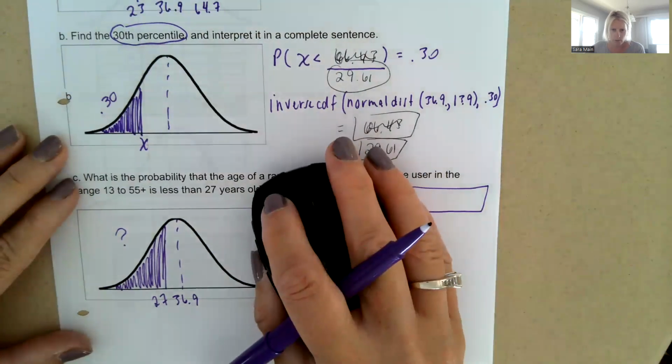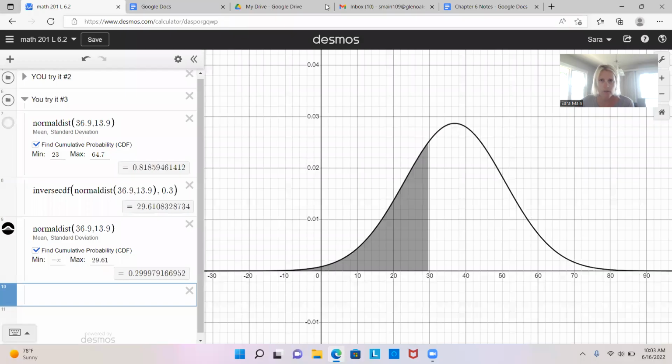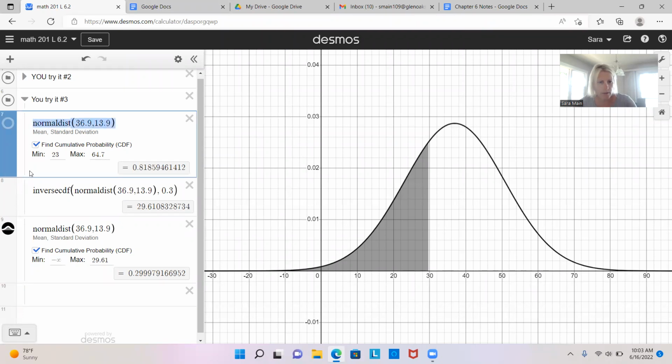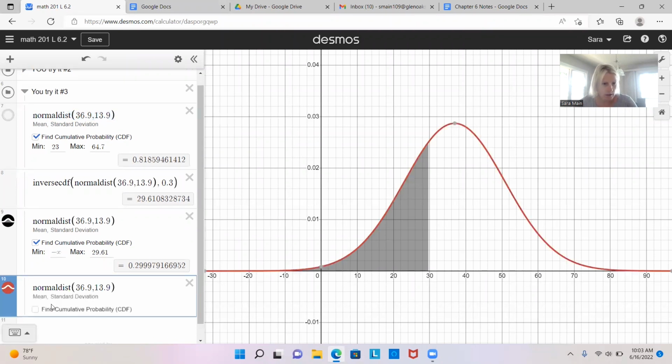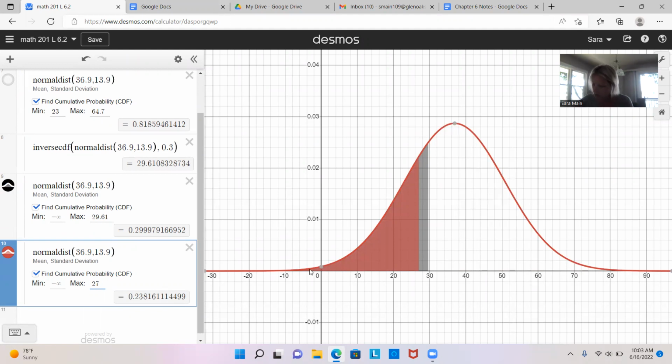So we're just going to use our regular normal distribution. So let's go to that. I'm going to copy that and put that there, and it's cumulative up to 27. So it looks like 0.2382. So about 23.82% of the users are less than 27 years old.